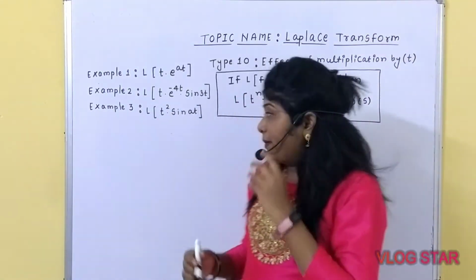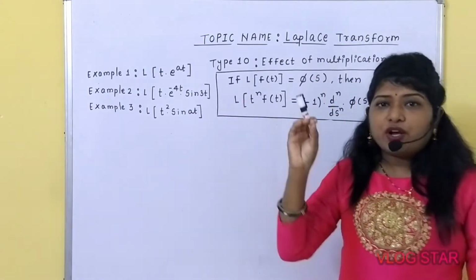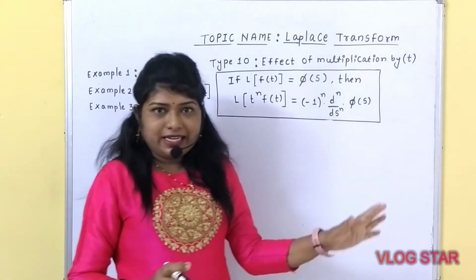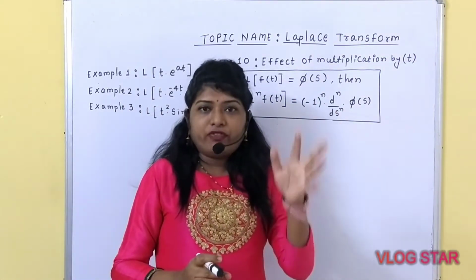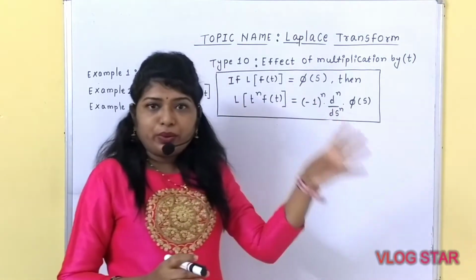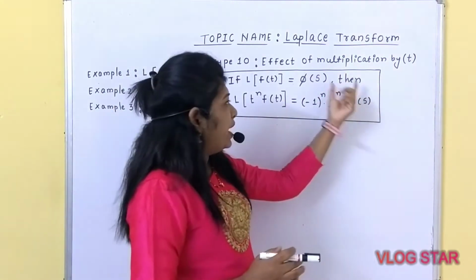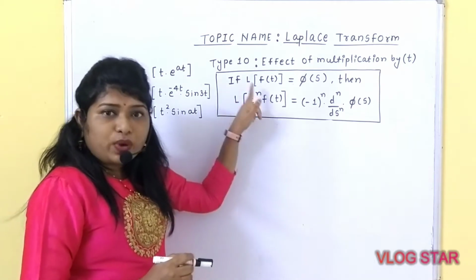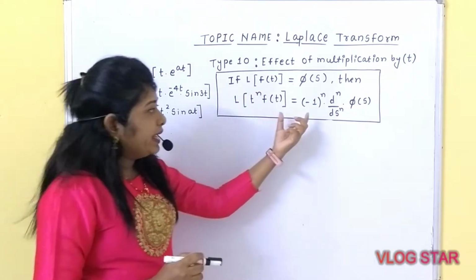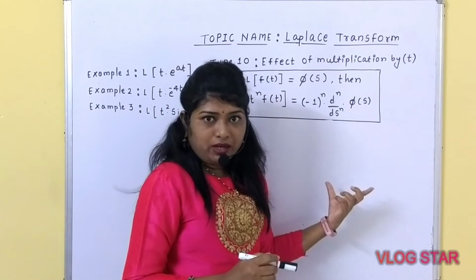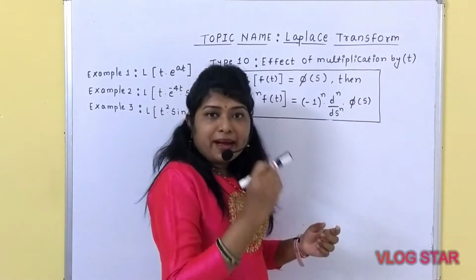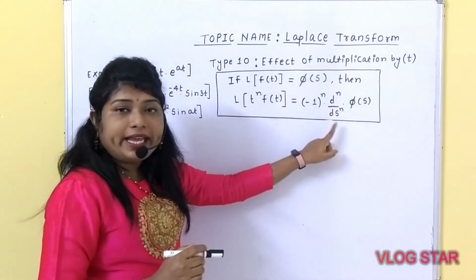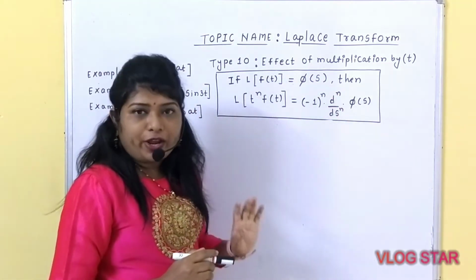So what you have to remember, if Laplace of f of t is equal to phi of s. Already we had studied the Laplace of f of t, the function with respect to t is equal to phi of s. Then Laplace of t raised to n f of t can be given by this formula. So what is that formula? Minus 1 raised to n d raised to n upon ds raised to n into phi of s.